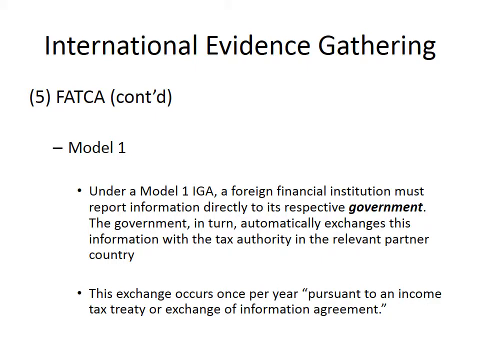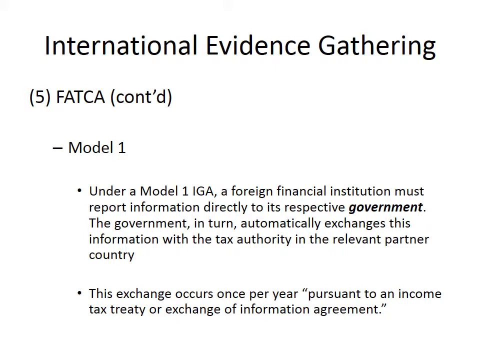Now that we have some background on Model 2, let's talk a little bit about Model 1. Under a Model 1, the foreign bank must report information directly to its respective government about its U.S. account holders. The government, in turn, automatically exchanges this information with the tax authority in the relevant partner country.